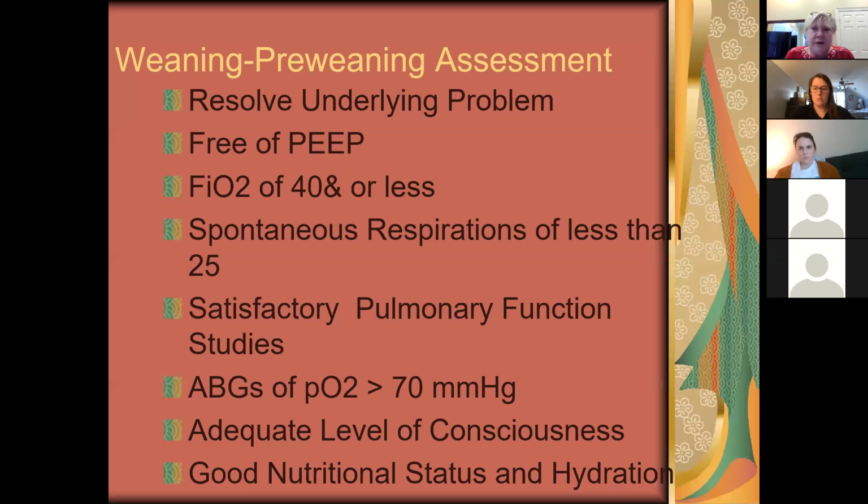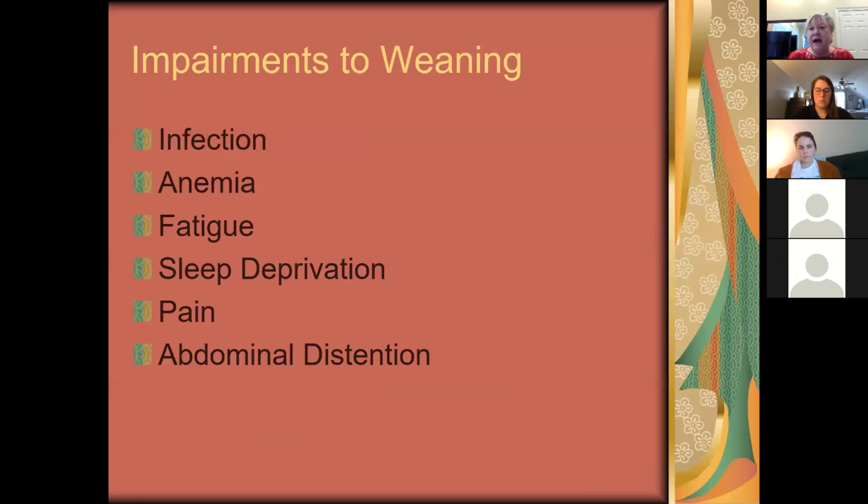They should have an adequate level of consciousness. They don't have to be conscious necessarily, because we know there are lots of head injuries that are never going to be conscious and have a great Glasgow Coma score, but they can't just be completely obtunded usually. And they have to have good nutritional status. If they're massively infected, or if they're anemic, they're not going to have enough red blood cells to carry oxygen, so maybe they just need a good transfusion.